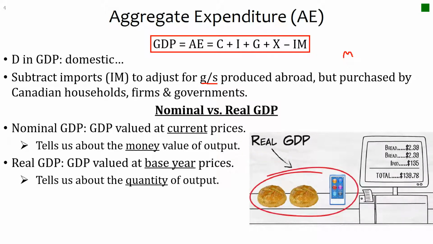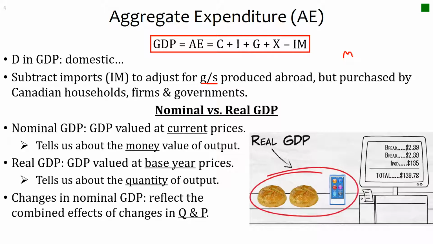So here's a simple image. If you're talking about the actual stuff that you buy, that would be real GDP. If you talk about the dollar value of that, that would be nominal. So where it becomes important is when you talk about the changes in GDP.